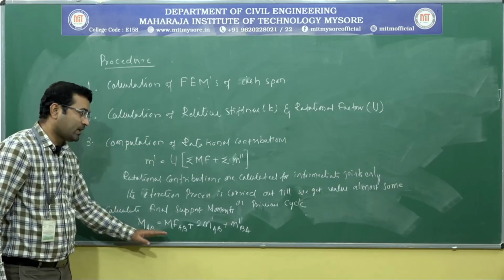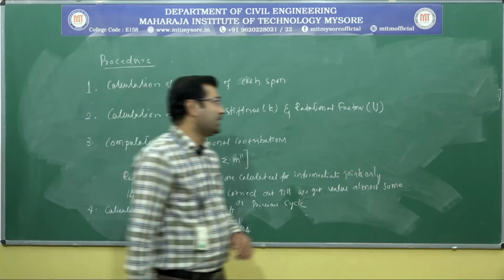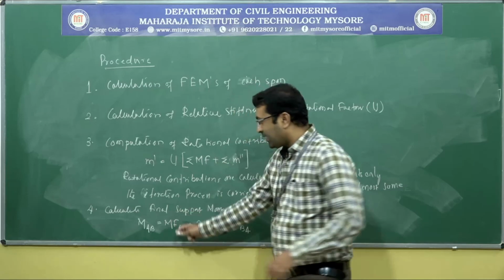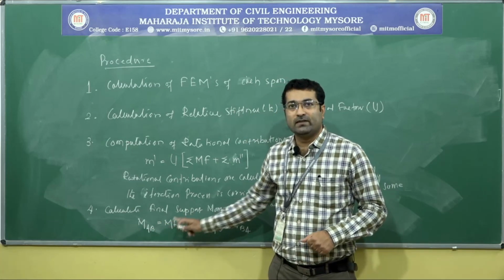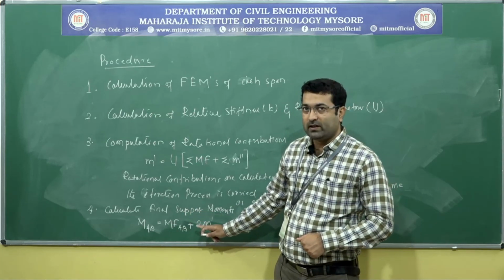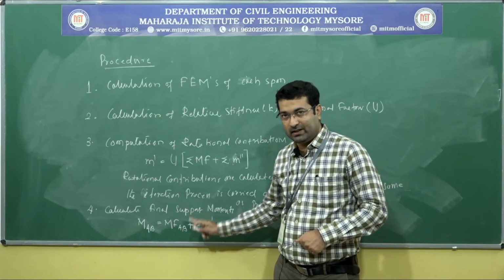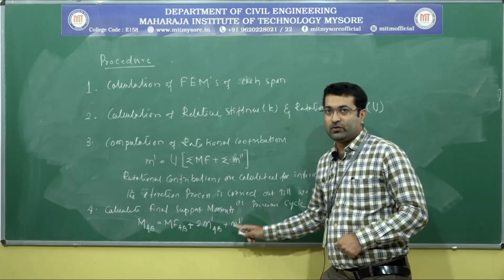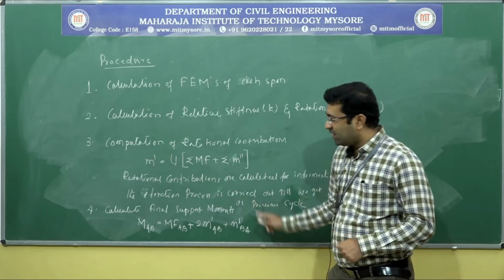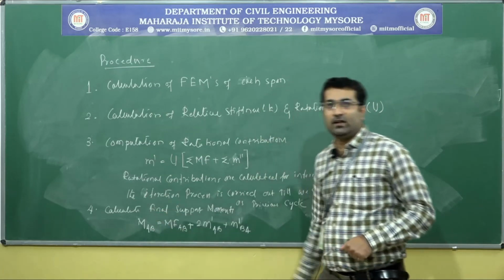So this is a formula to calculate the final end moments, or even you can summarize it as final end moments is equal to fixed end moments plus twice the rotational contribution at the near end and 1 time of the rotational contribution at the far end. So this is how we need to calculate the final end moments.